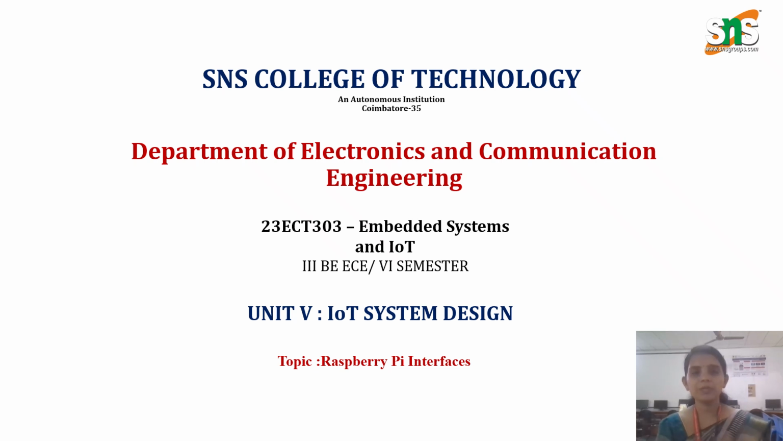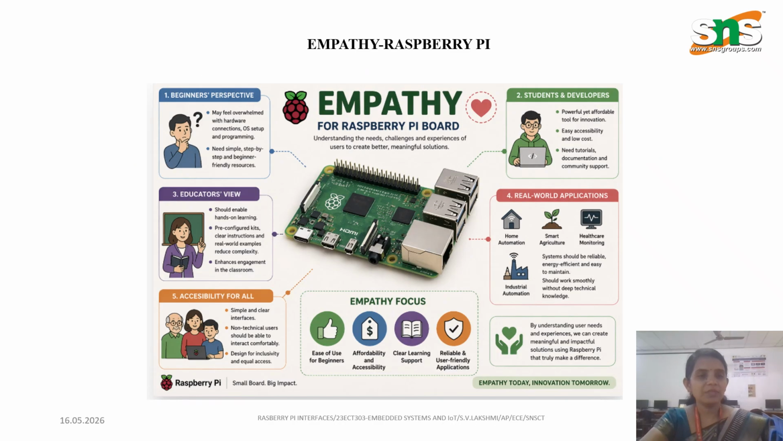So the Raspberry Pi provides several communication interfaces which allow us to interact with external hardware devices such as sensors, displays, motors, cameras, and other microcontrollers. These interfaces are very essential in IoT, embedded systems, robotics, automation, and smart applications. First, let us discuss the empathy part, the design thinking stage, for the Raspberry Pi interfaces.